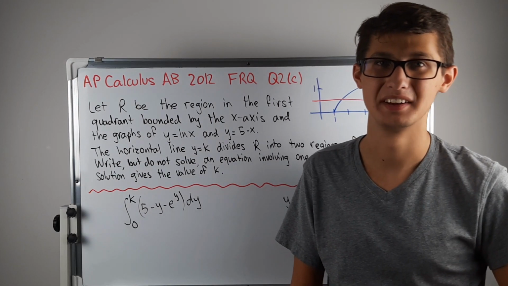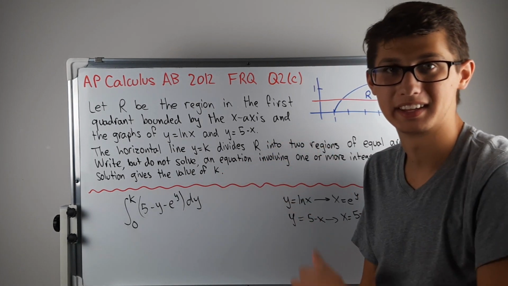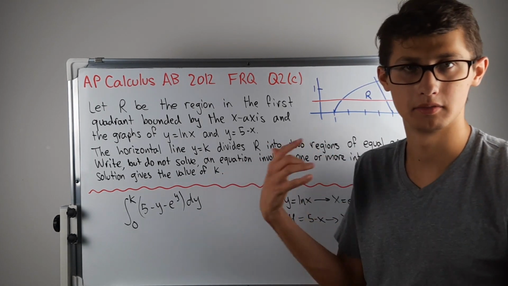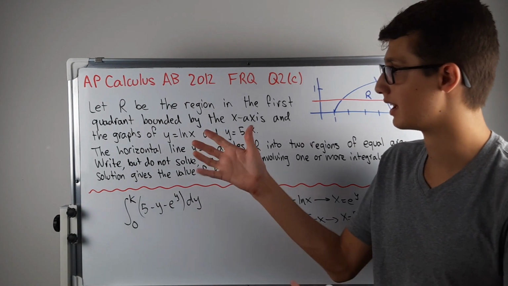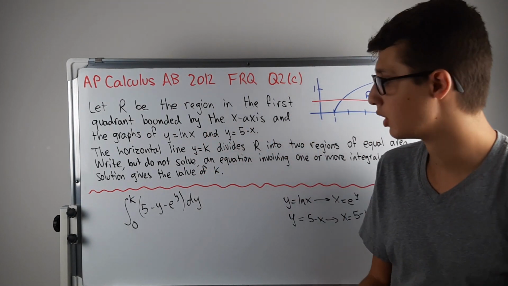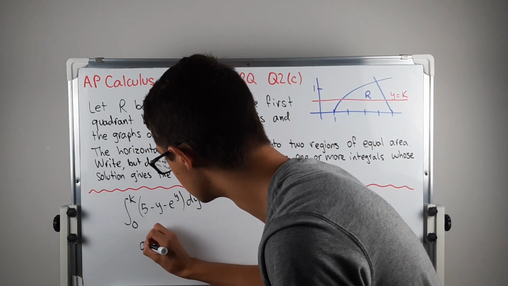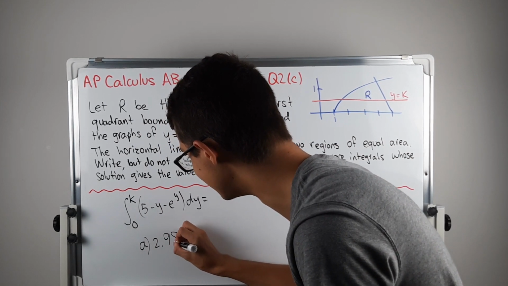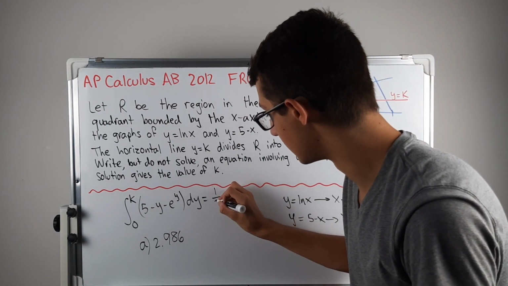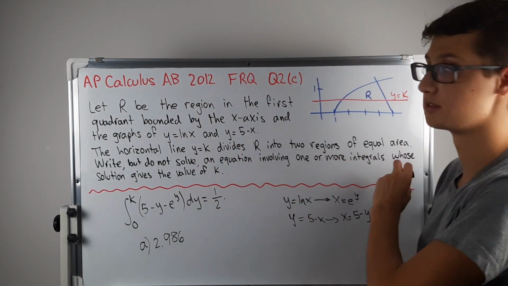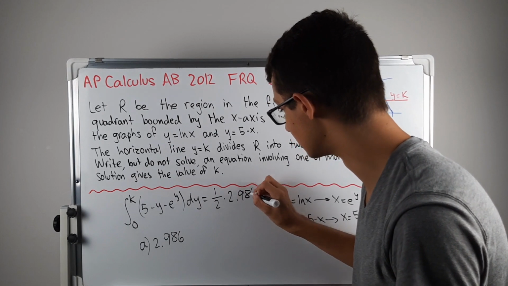One thing that I wanted to add was the fact that this isn't actually fully the solution, because it's asking for an equation that gives the value of k. So in part A of this same question, question 2, part A, it actually asks you to solve for the area of the region R. So the solution to A is 2.986, or 985, whatever. So what you would do is say this is half of that, because it's regions of equal area, there are two of them, so you split in half. So it's going to be half of 2.986.